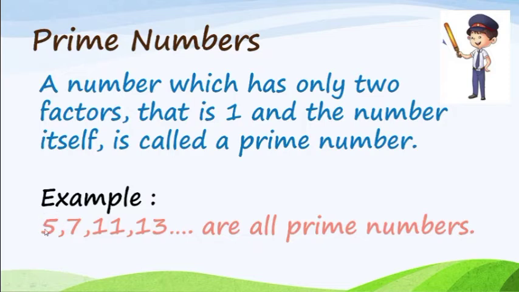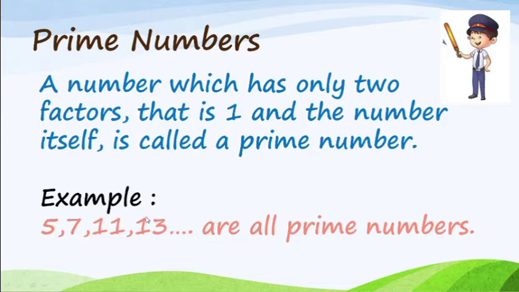So those numbers which occur in only two tables, or are divisible by only two numbers, give the hint that the given number is a prime number. So here 5 is a prime number, 7 is a prime number, 11 is a prime number, 13 is a prime number. Why are they?